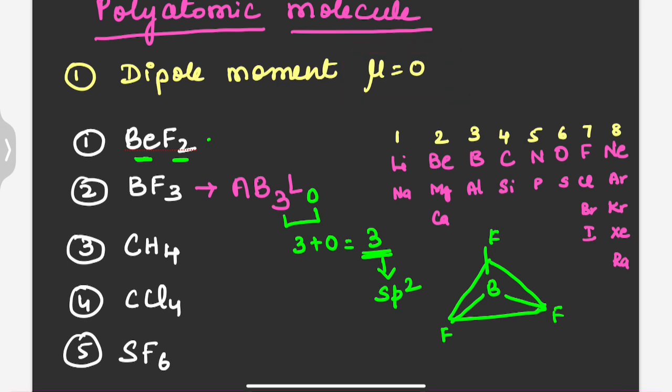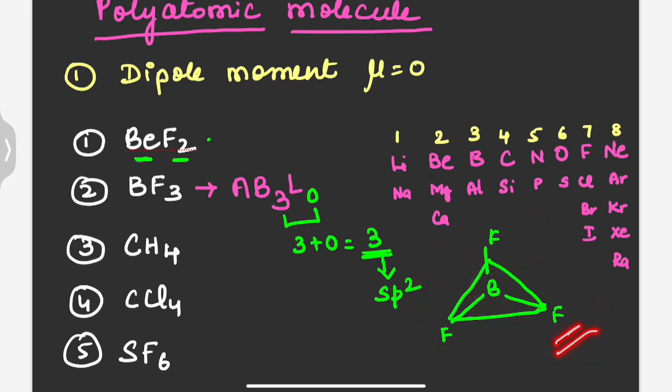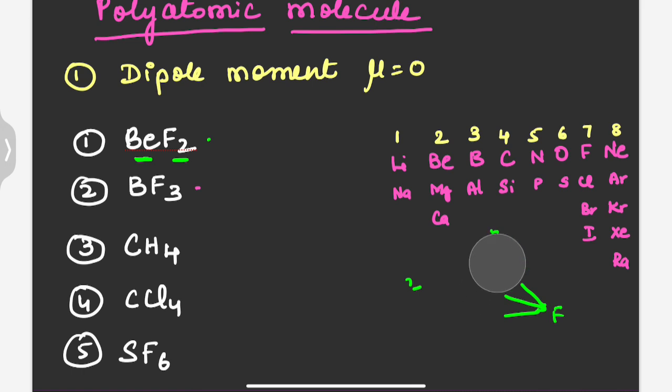One more trick to find out whether the dipole moment is equal to 0 or not is whether the bond angle is the same. Here the bond angle is 120. This bond angle is also 120. This bond angle is also equal to 120 degrees. If the bond angles are the same, then also you can say that the dipole moment is equal to 0. So we found that even for BF3, the dipole moment is equal to 0.